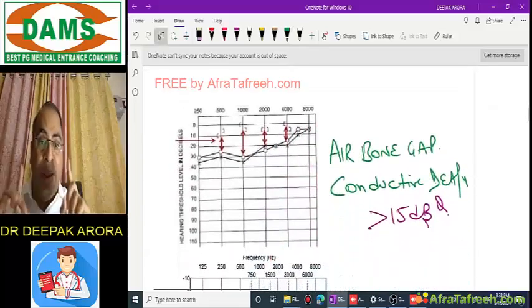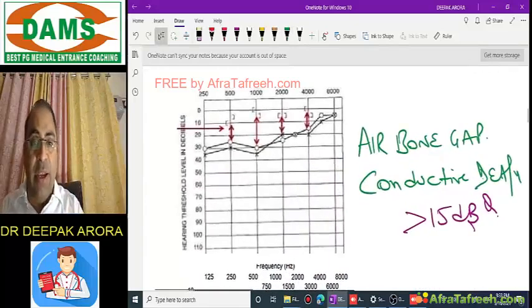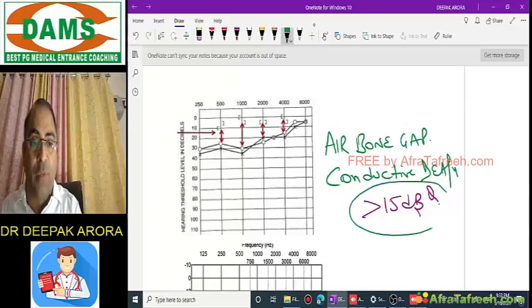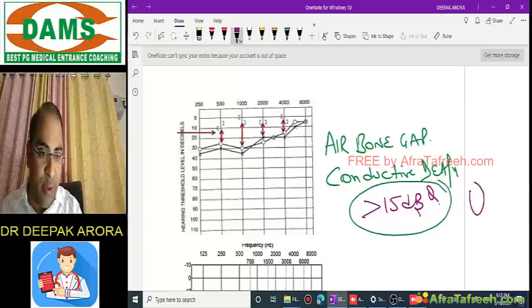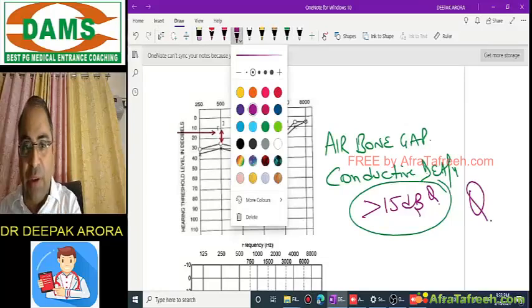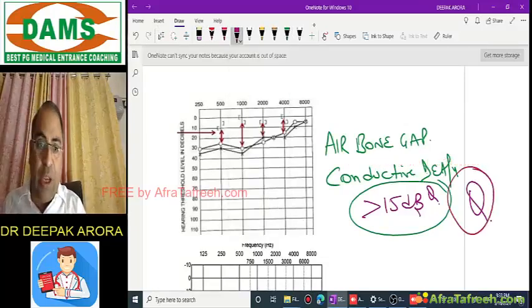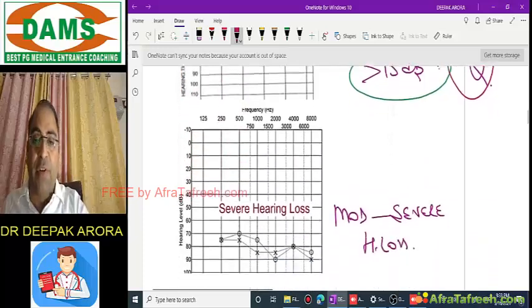Coming on to the next one, audiogram. They will be showing you the air-bone gap. Can you appreciate the gap between air conduction and bone conduction? There is a big gap. How big? Expected MCQ for the NEET examination. I am not the examiner, but we expect this year an MCQ will be there. Air-bone gap is defined as a loss of more than 15 decibels.